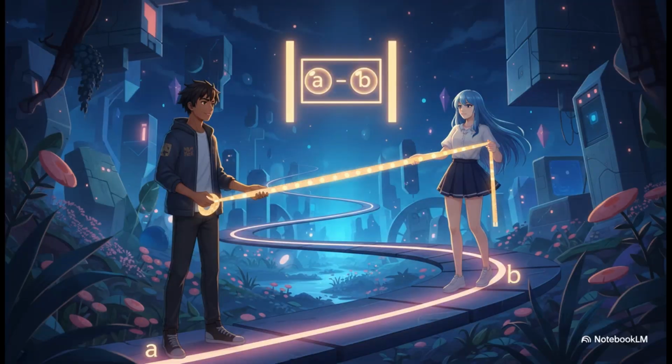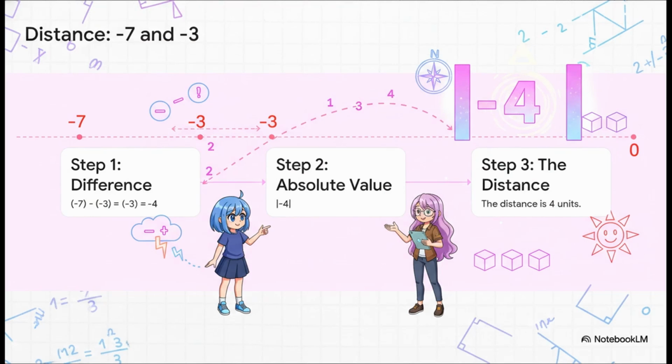And the formula is beautifully simple. The distance between any two numbers, let's just call them A and B, is the absolute value of their difference. That's it, |A - B|. This one little formula lets us find the exact number of units between any two locations on our map, no matter where they are. Let's walk through one real quick.